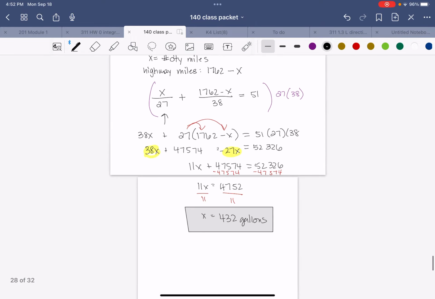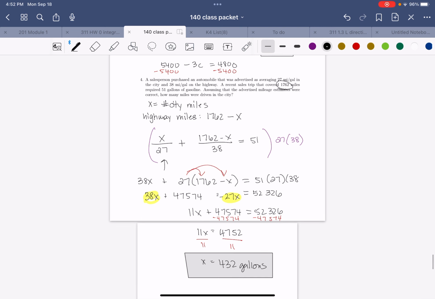Okay. So the key thing is we take our number of miles divided by the rate of miles per gallon, and that'll give us the number of gallons.